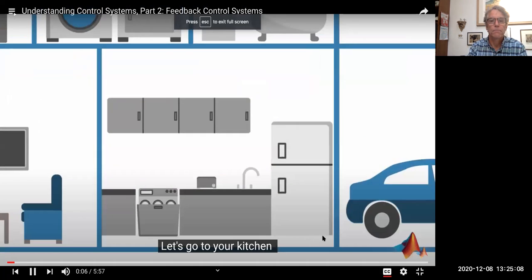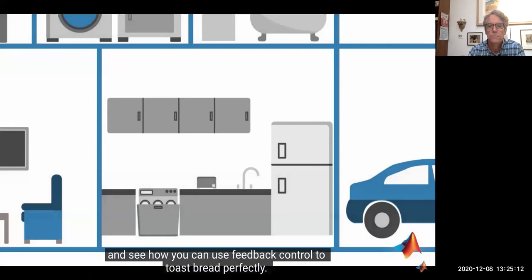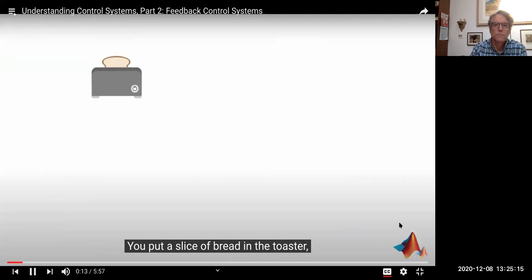Let's go to your kitchen and see how you can use feedback control to toast bread perfectly. You put a slice of bread in the toaster.